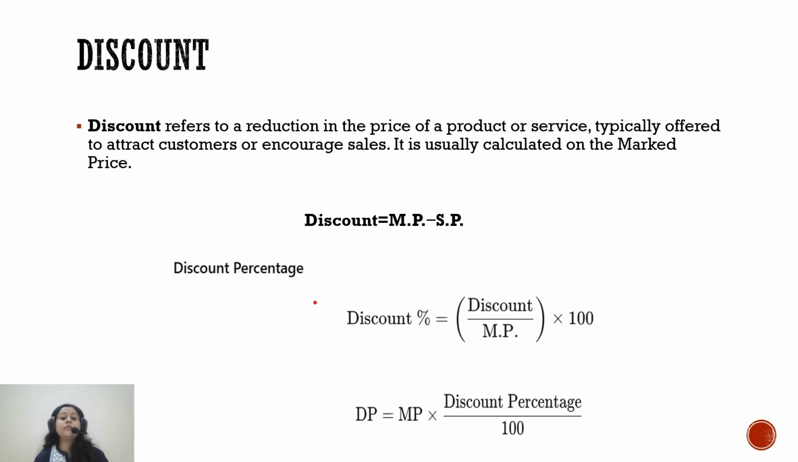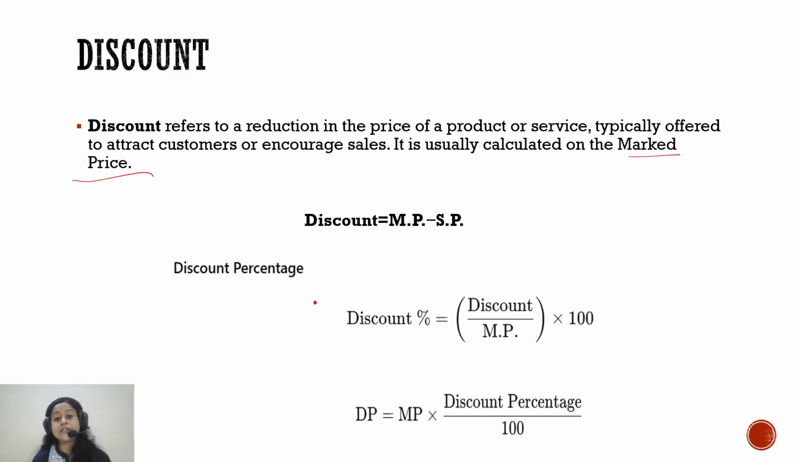Another very important point is discount. Discount is often offered on the marked price of a product, which is usually called marked price or listed price. It's not the selling price. Always remember that a seller or producer will always give you discount on the marked price.